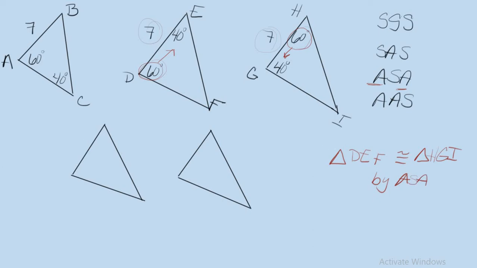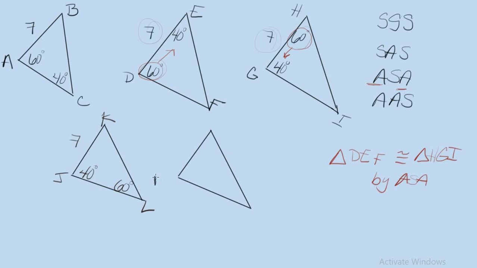So now, let's keep going. Right here. So now if we look, we have J, K, L. This is 7, this is 40, and this is 60. Now this looks super familiar right here. However, the side that's 7 is right next to the angle that's 60. So that doesn't quite work either.